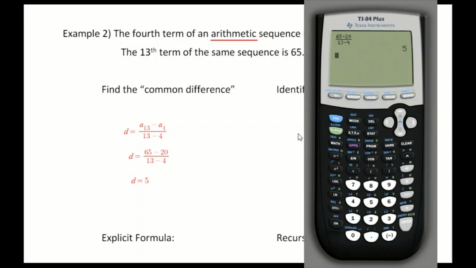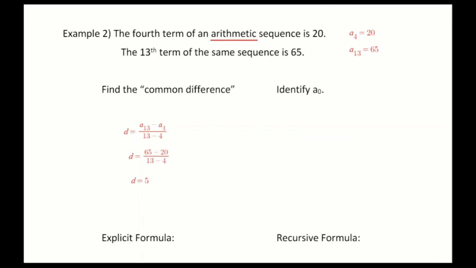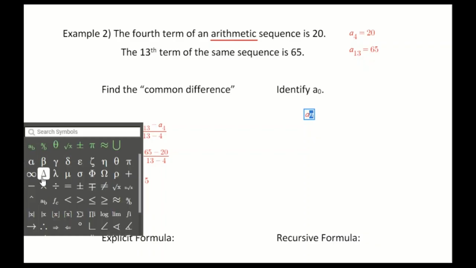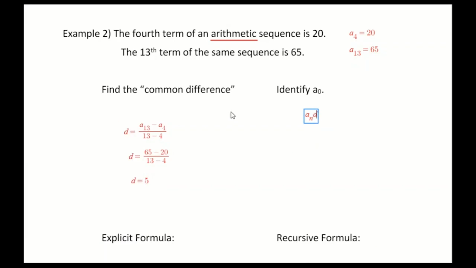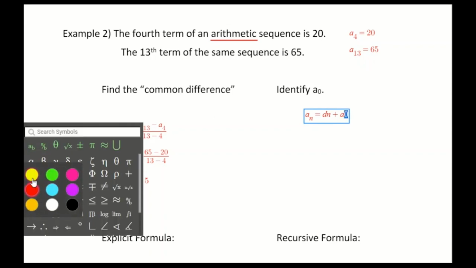Let me get this calculator out here, at least momentarily. So here's how you're going to find that a sub 0 algebraically. We're going to start by actually writing what we know about the explicit formula. So we know a sub n equals dn plus a sub 0, right? So, dn plus a sub 0. So if we plug in everything that we know, we can actually solve for a sub 0 this way.